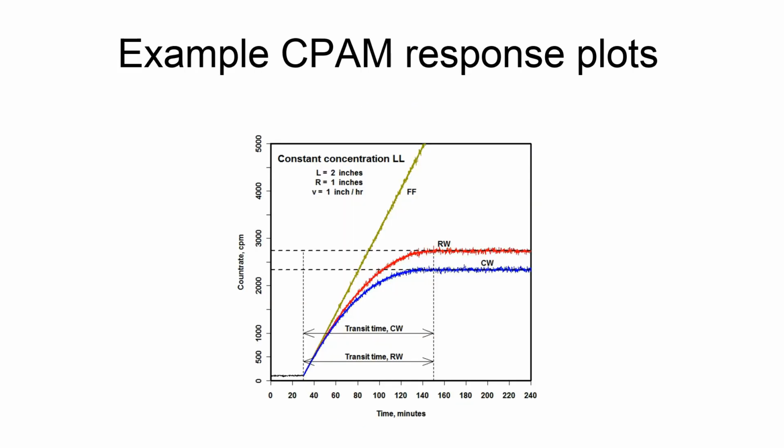These plots show the predicted CPAM count rate responses for these parameter settings. Detection efficiency 0.2, flow rate 5 cubic feet per minute, CFM, collection efficiency 0.7, constant concentration 1 times 10 to the power of -9 μCi/cc, rectangular window length 2 inches, circular window radius 1 inch, media tape speed 1 inch/hour. The concentration instantly steps up to its constant value when the time reaches 30 minutes, and there is a 100 count per minute, CPM, constant background.